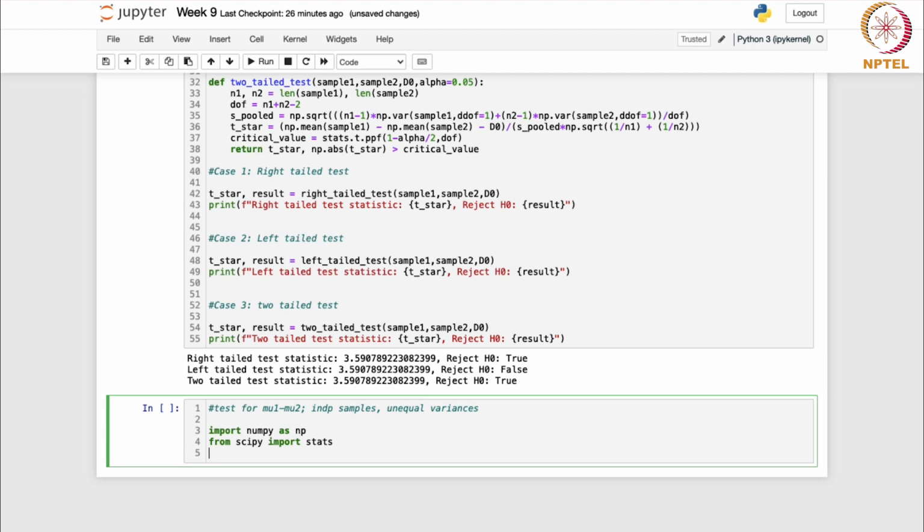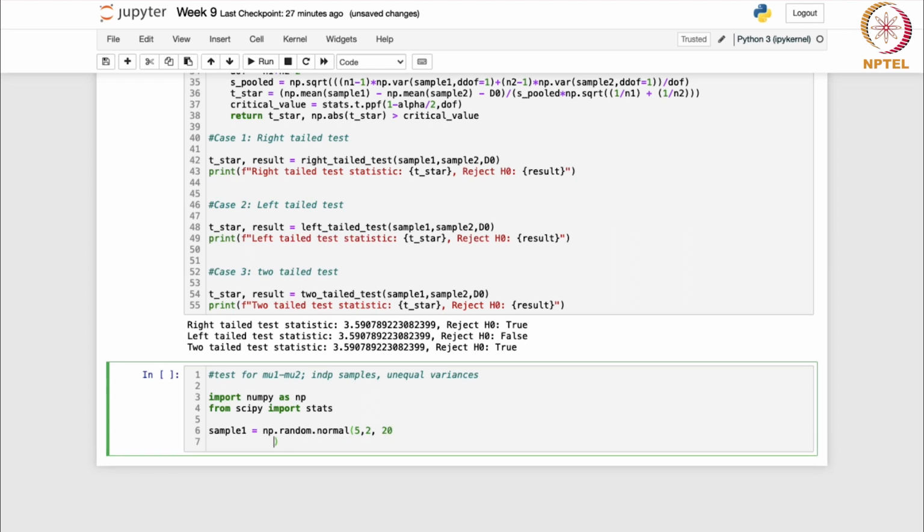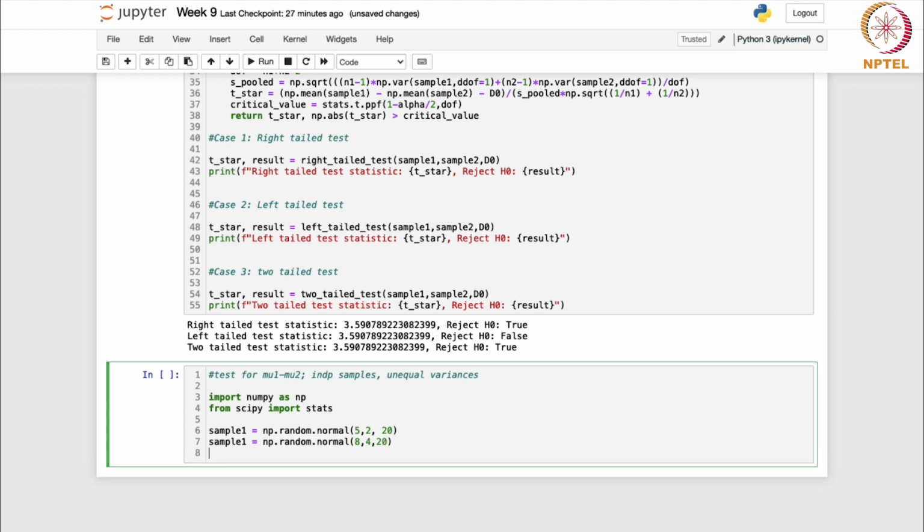That will cover everything. So now let us consider that sample 1 is generated from np.random.normal. We are taking mean as 5, variance as 2, and sample size 20. Likewise, for the second sample, we are taking np.random.normal with 8, 4, and 20. So d naught is 0 in this case.